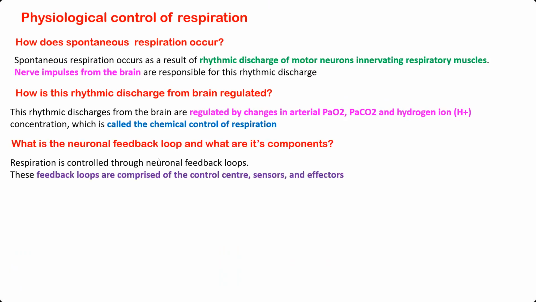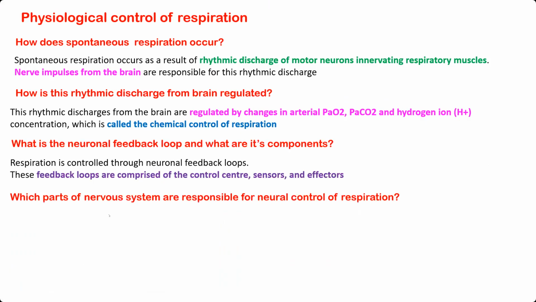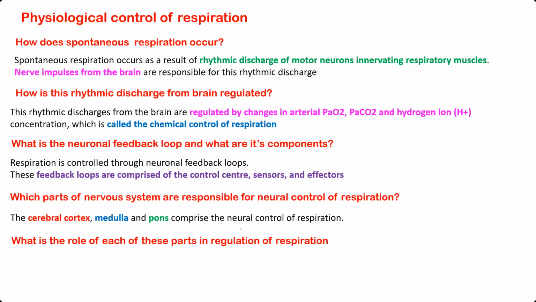So there is a neuronal feedback loop. Feedback loops are composed of control centers, sensors and effectors. Okay. So which parts of the nervous system are responsible for neural control? Pons, medulla. And only these two? Cerebral cortex also is very important. So the cerebral cortex, medulla and pons comprise the neuronal control. What is the role of each one of these parts?